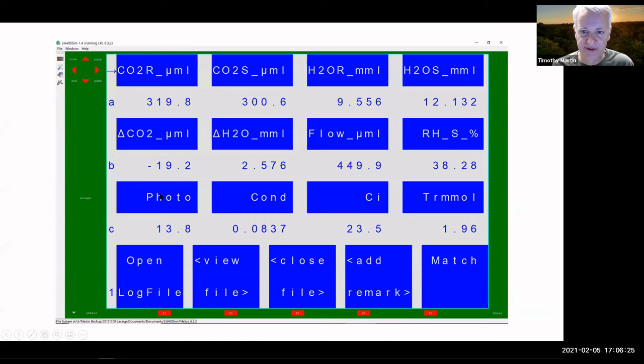So the photosynthesis rate is a function of that delta number. We have the same thing for water vapor: water vapor in the reference chamber and water vapor in the sample, and the delta H2O. Transpiration rate is this number, and that's calculated from delta H2O. We can also derive stomatal conductance. That's how wide open the stomata are. That's derived from this transpiration measurement.